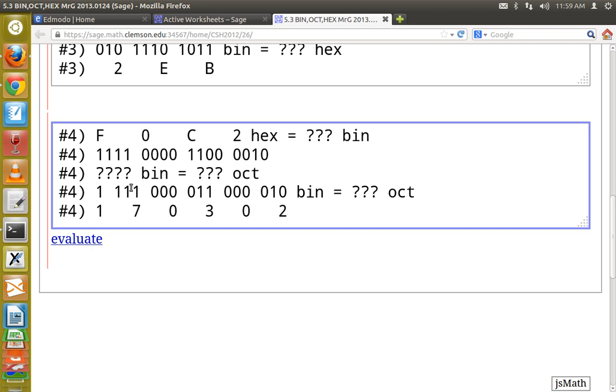All righty. Any questions how we did that? Now, you don't write the answer spaced out like that, but that's how you do it, right? The answer is 170302 octal. You don't have to write those spaces. Same thing, you don't need spaces here or spaces there. It's just helpful to break it up a little bit, right? All righty.